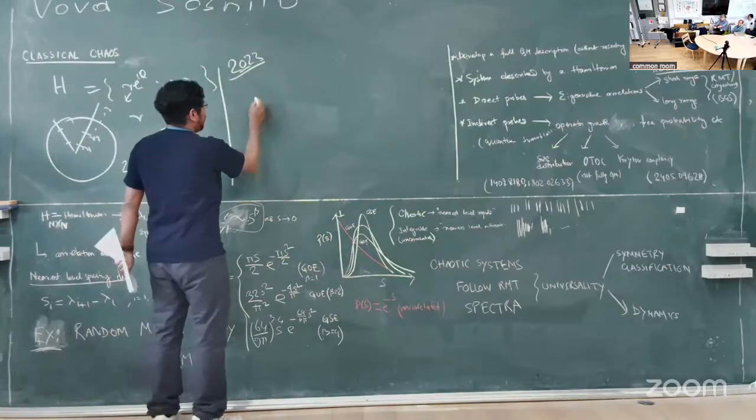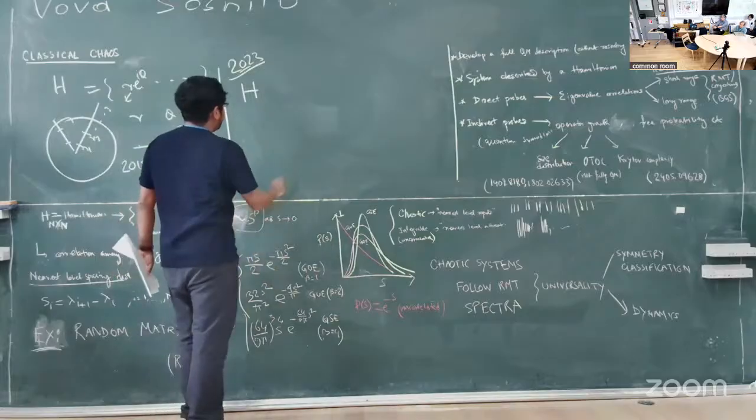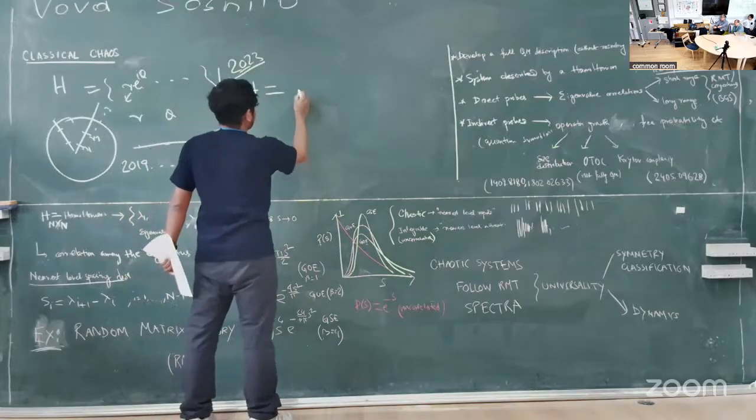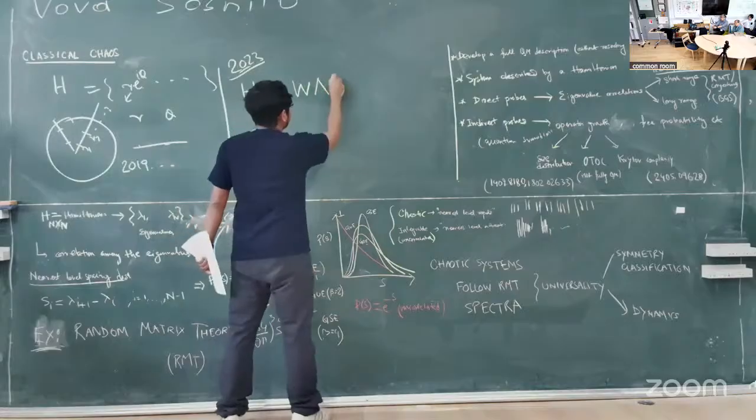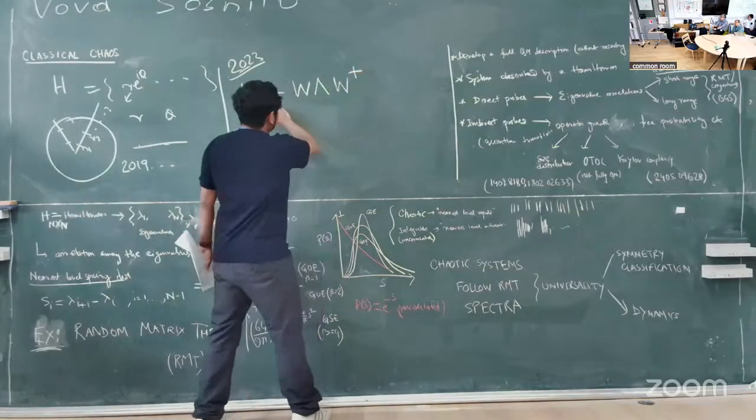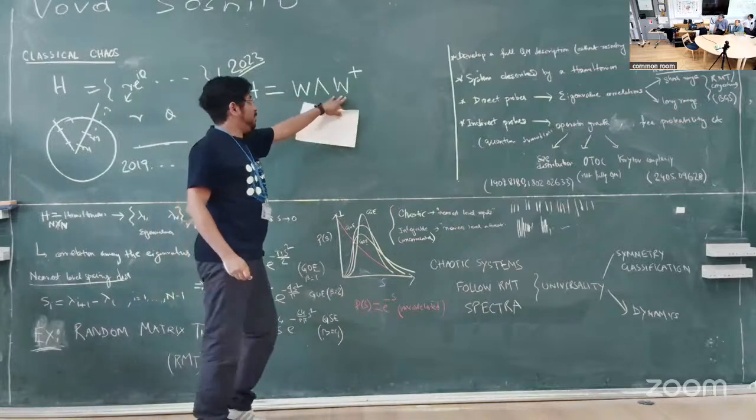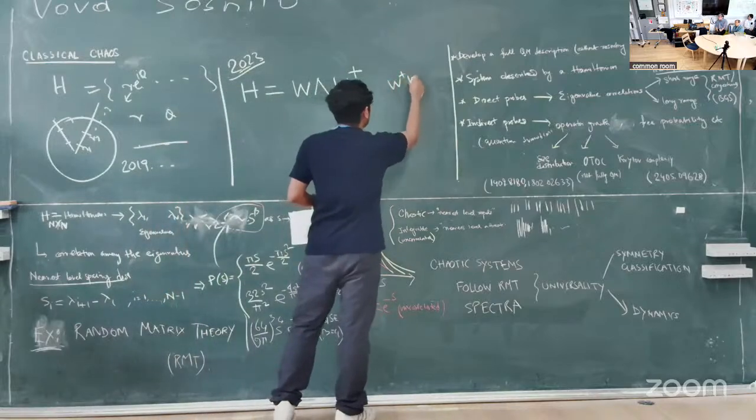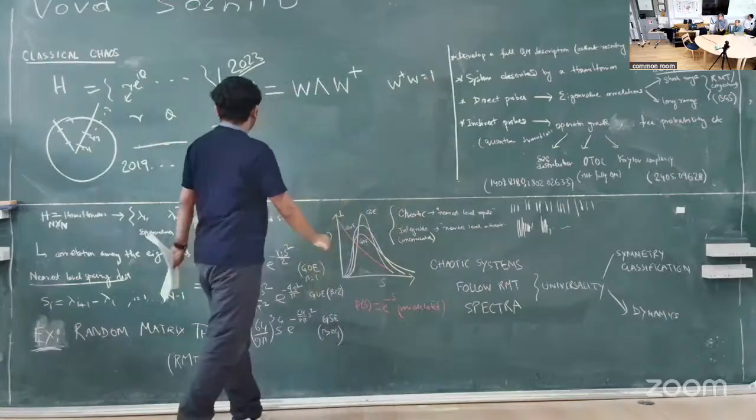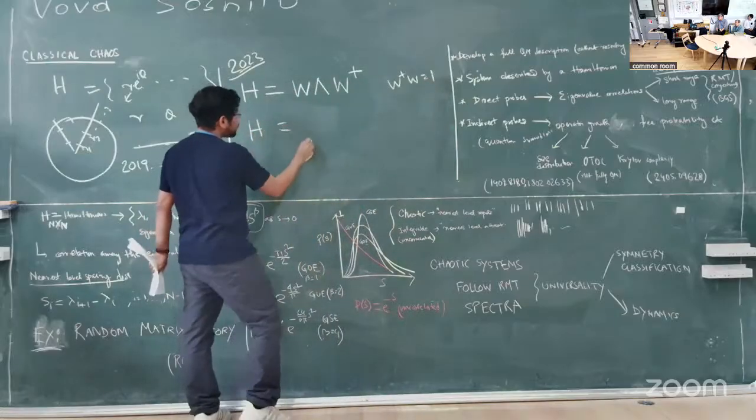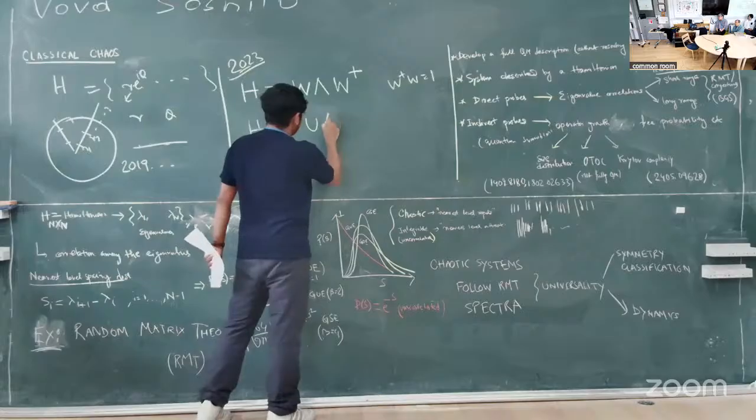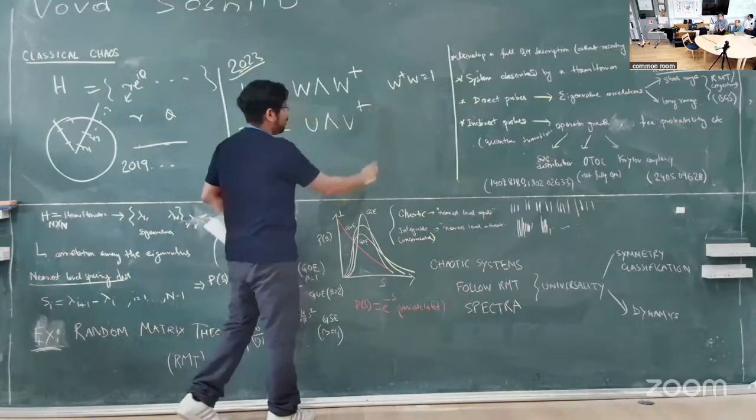If you remember, I will just briefly tell about the Hermitian case. Let's say this is my decomposition, right? The Hamiltonian is decomposed into a diagonal matrix and some unitary matrix, W dagger W equals 1, in Hermitian cases. But in non-Hermitian cases, you can define something else, the singular value decomposition.